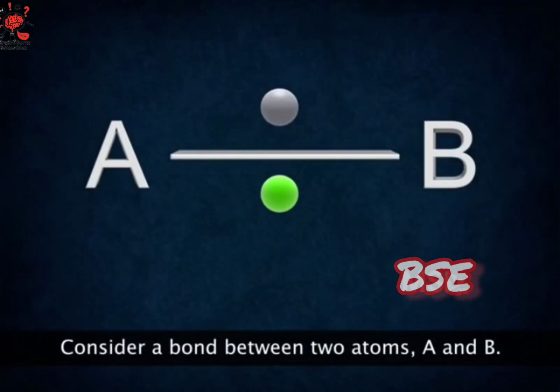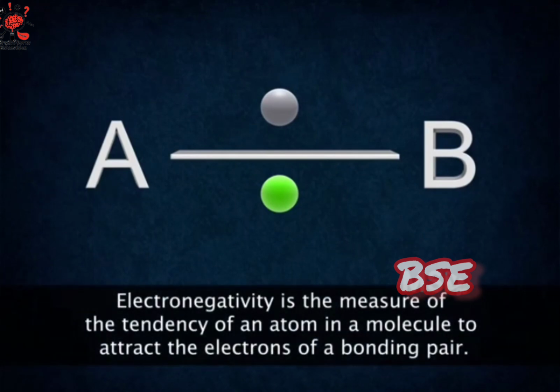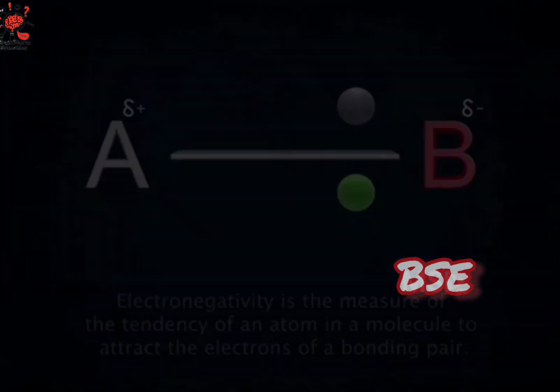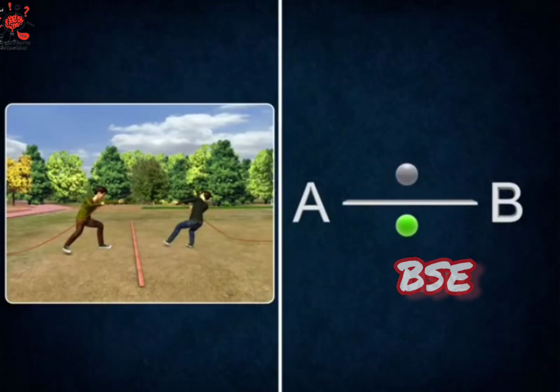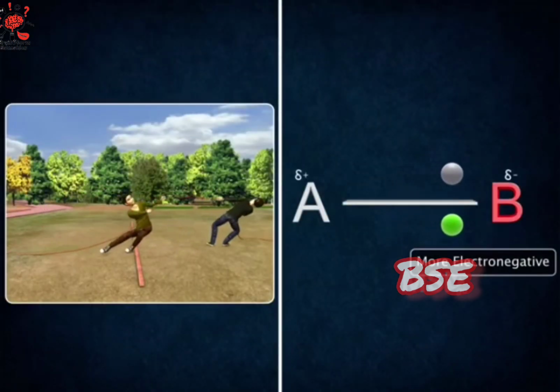Consider a bond between two atoms, A and B. Electronegativity is a measure of the tendency of an atom to attract a bonding pair of electrons. Remember, the element that pulls the electron pair towards itself is more electronegative.